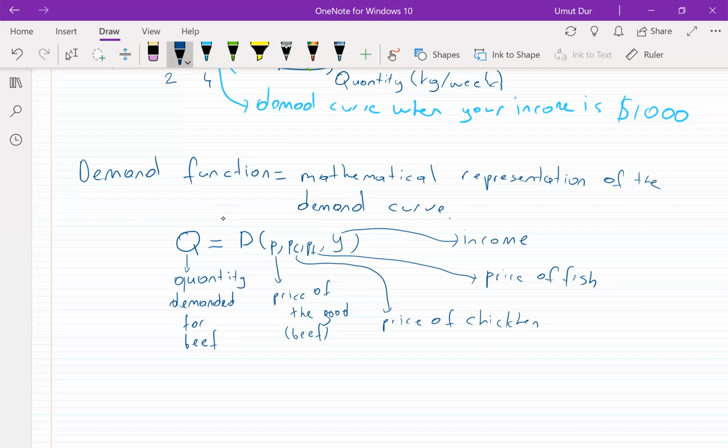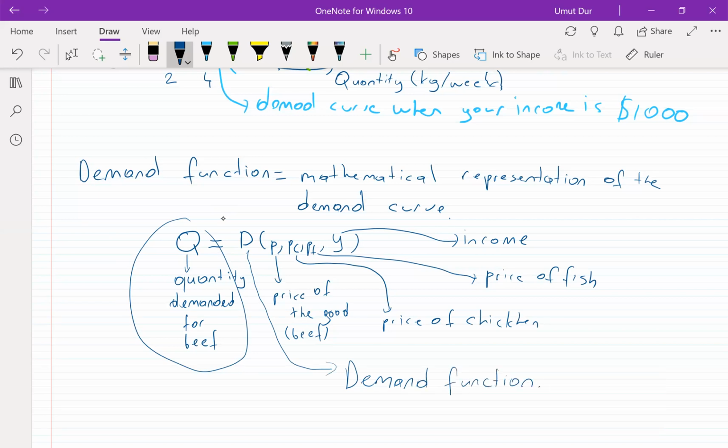As in standard mathematics, this is just a function. Okay, and this P, PC, PF, and Y are the inputs. When we change the values of these inputs, the quantity demanded will change. And how we observe this change depends on the structure of this demand function. Okay, so this is the demand function.